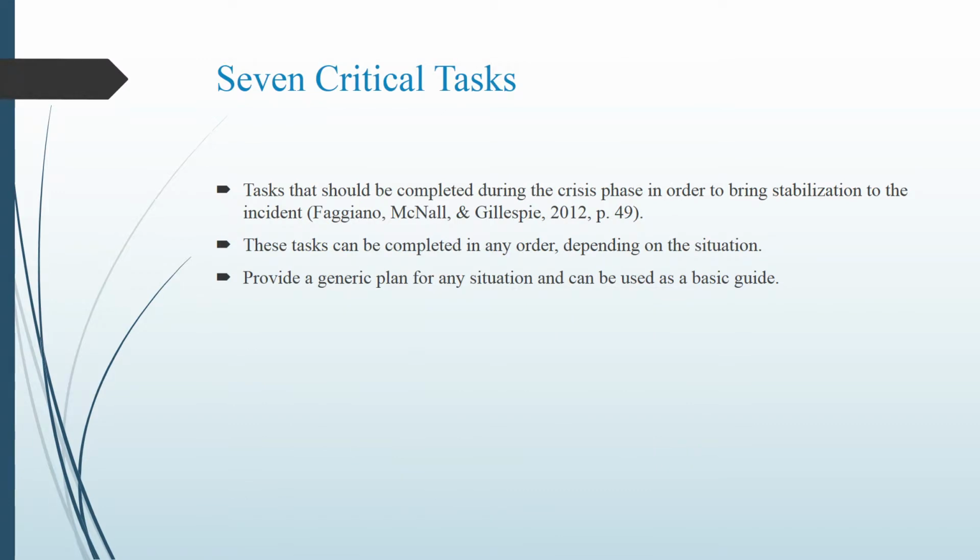The 7 critical tasks are tasks that should be completed during the crisis phase of an incident in order to bring stabilization to the incident. These tasks can be completed in any order, depending on the situation, and they provide a generic game plan for any situation and can be used as a basic guide. The 7 critical tasks are establishing control and communications, identifying the hot zone, establishing the inner perimeter, establishing the outer perimeter, establishing the command post, establishing a staging area, and identifying and requesting additional resources.